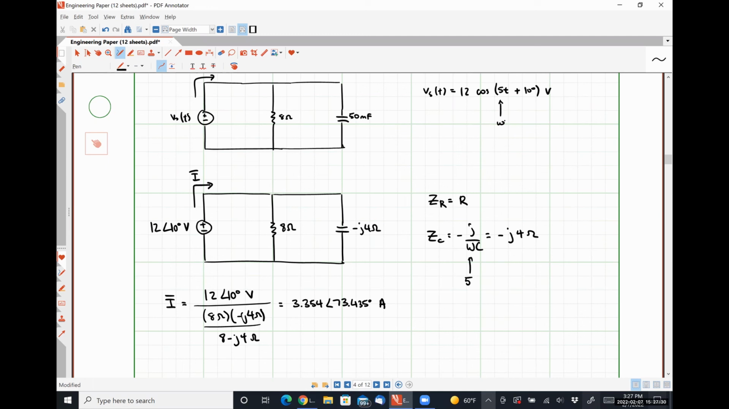Connor: Is it easier to represent the impedance of a capacitor as a negative j over omega C, angle negative 90? Whatever floats your boat.